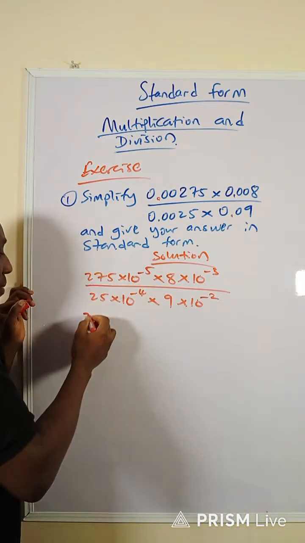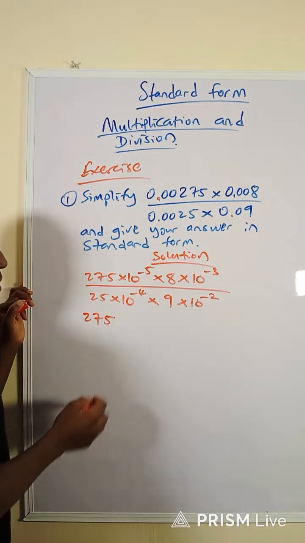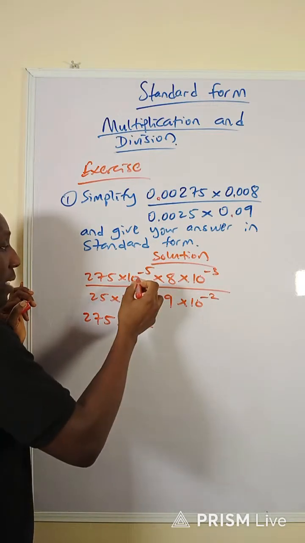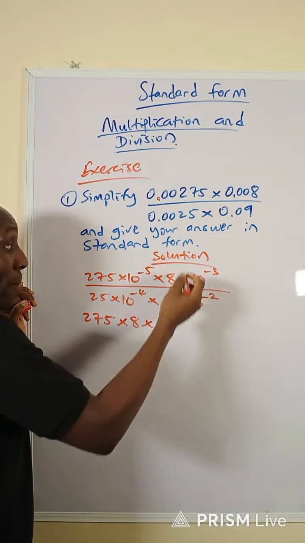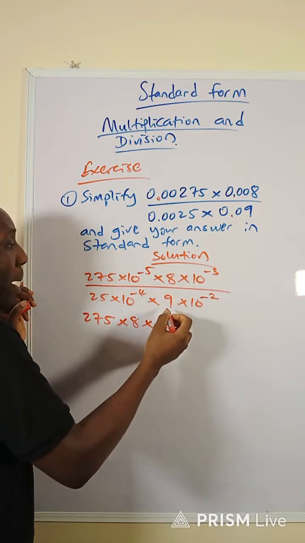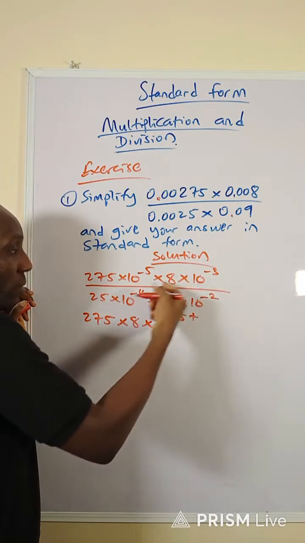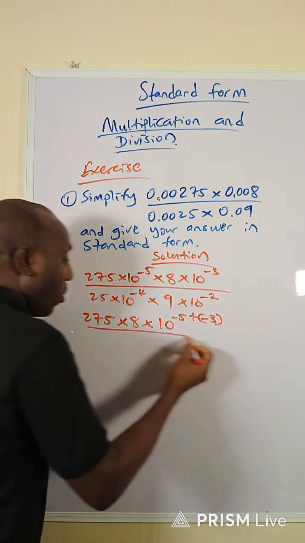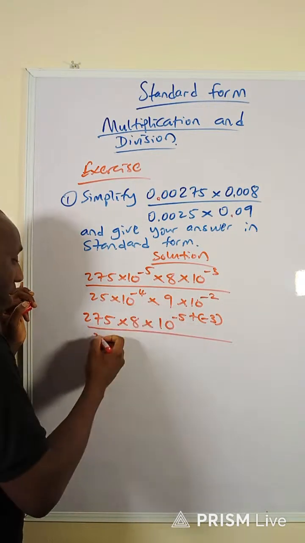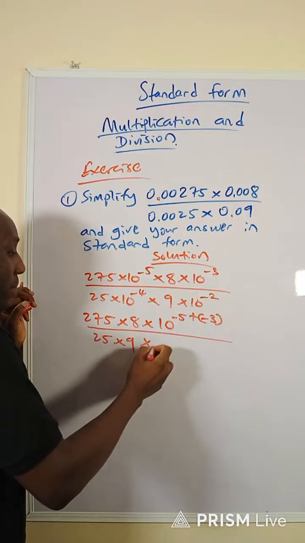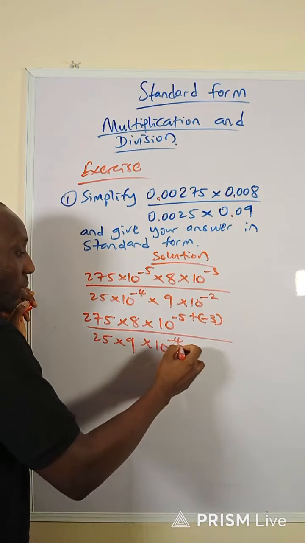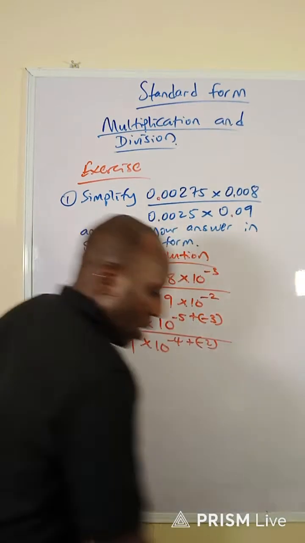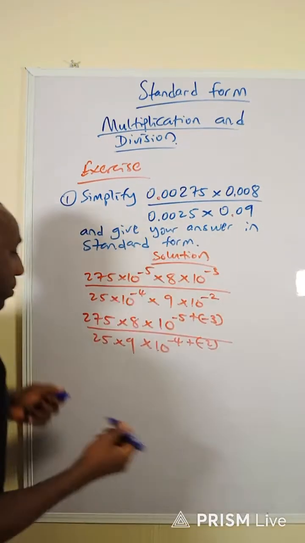So we have 275, all right, times 8 times 10 raised to power minus 5, 10 raised to power 3, and minus 3. So that would be 10 raised to power minus 5 plus, by the law of indices, minus 3. All divided by what? 25 times 9 times 10 raised to power minus 4 plus minus 2. Are you seeing that? Okay, making progress.